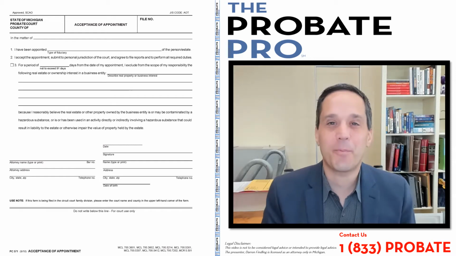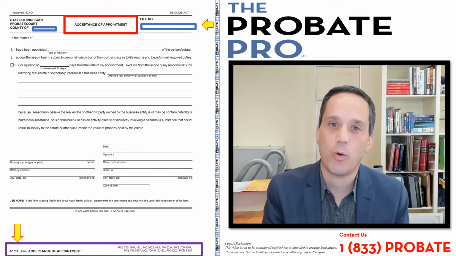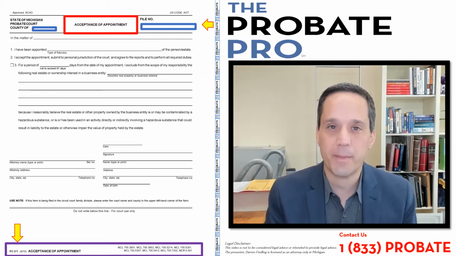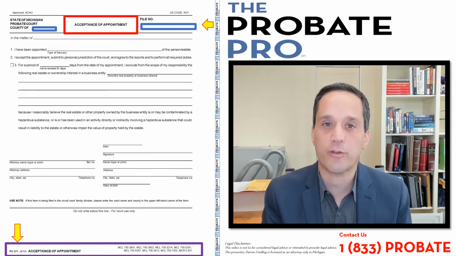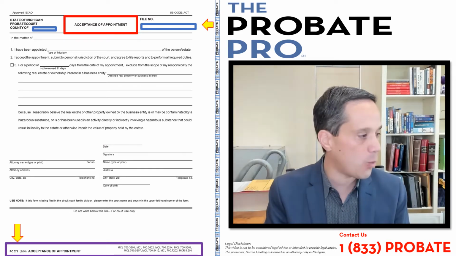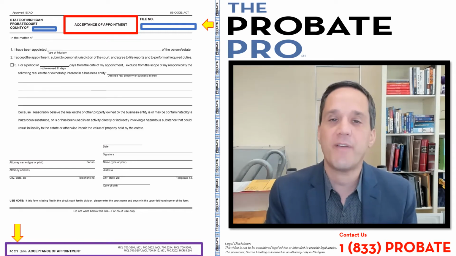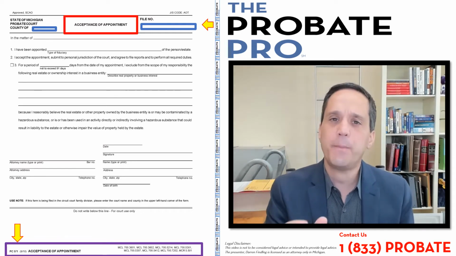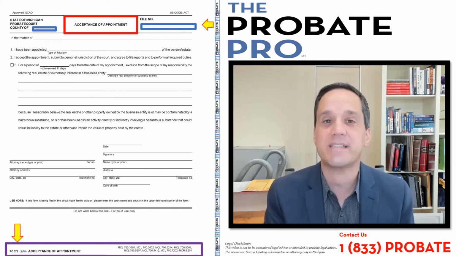The acceptance of appointment. Hi, I'm Darren Findling of the Probate Pro, and we're going to cover a form called the acceptance of appointment. This form is SCAO form, State Court Administrative Order form, PC 571. You can see the number of the form at the bottom left corner of any of the SCAO forms. The PC stands for Probate Court, and 571 is simply the number assigned to it.